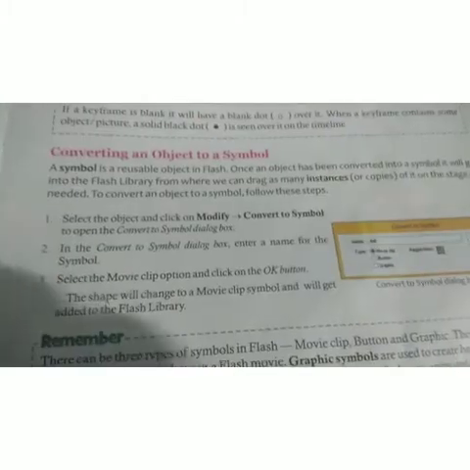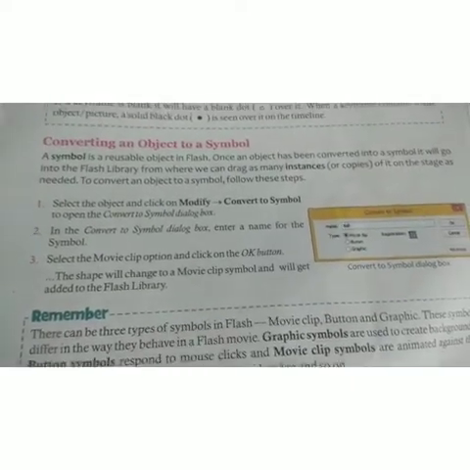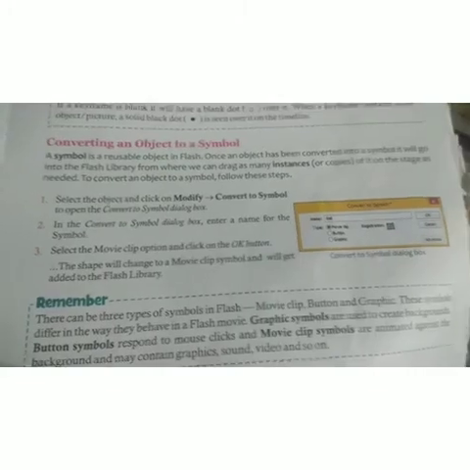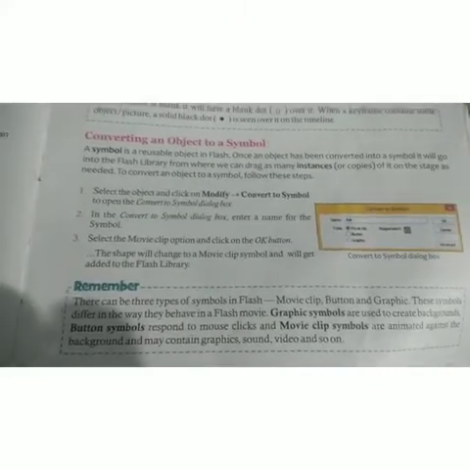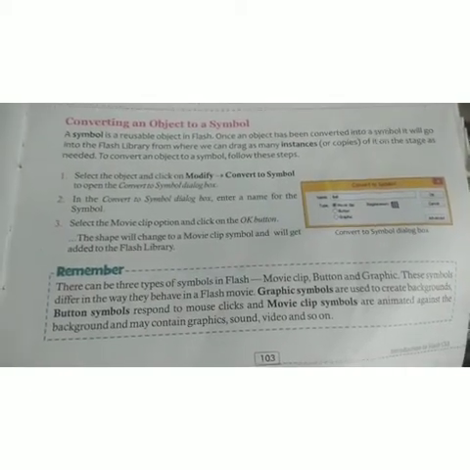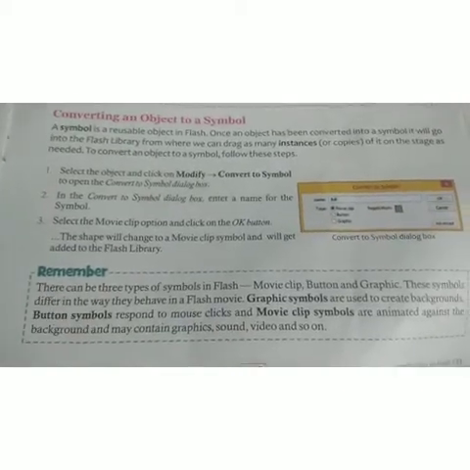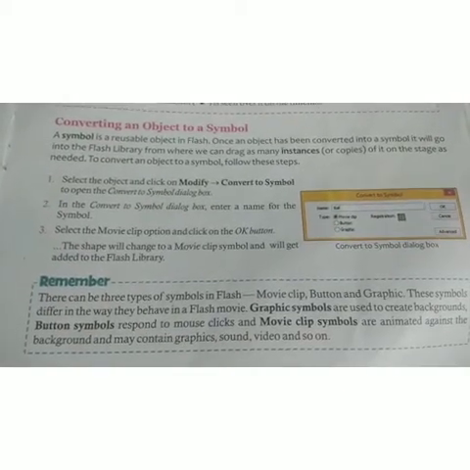Next is converting an object to a symbol. A symbol is a reusable object in Flash. Once an object has been converted into a symbol, it will go into the Flash library, from where we can drag as many instances or copies of it on the stage as needed.